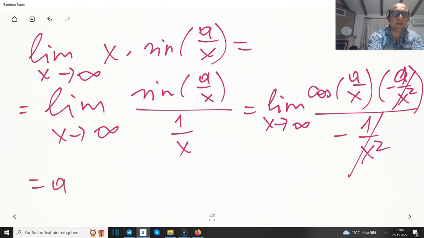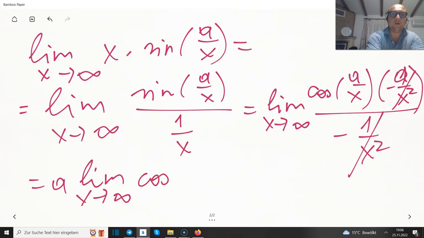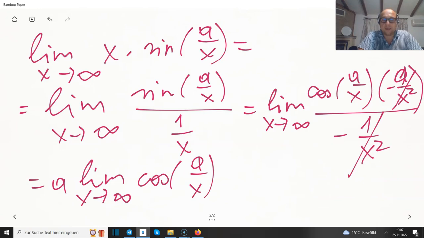So we can take it outside of the limit, x towards infinity still, and now we have cosine of a divided by x. So now what's happening with x? x is still running towards infinity. Cosine of 0 is becoming 1, and the value would be just a. I would say not so obvious, right?